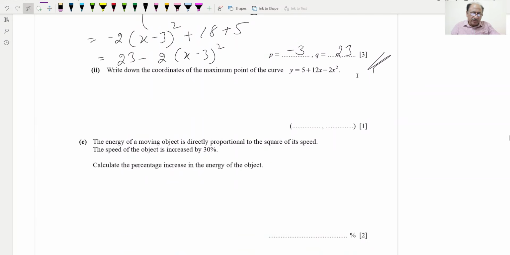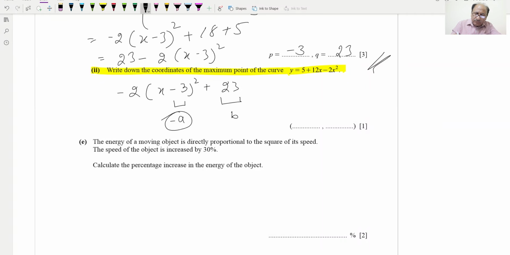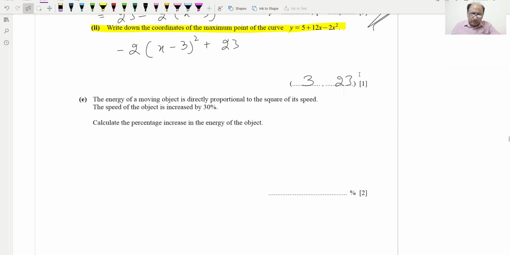Now the second part: write down the coordinates of the maximum point of the curve. From this completing the square, whatever we have completed, we can write like minus 2 first, so x minus 3 squared and plus 23. So this is our b value, and a value will be minus a, we will take. Minus a will be 3 and this will be 23. This is how we are taking the values. Hopefully you understood this. This will be our maximum point.